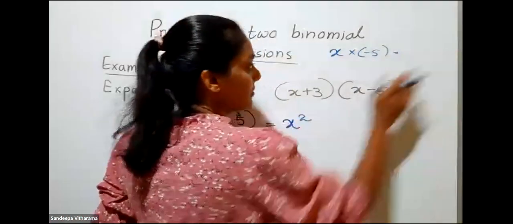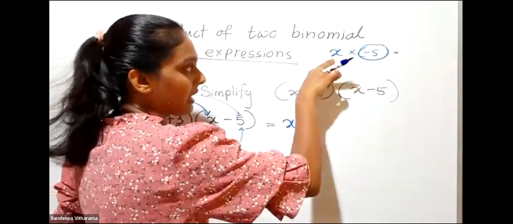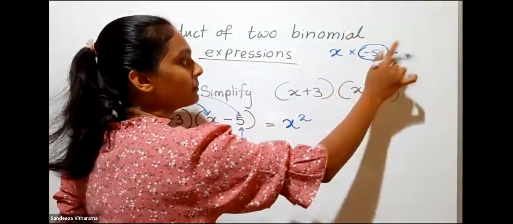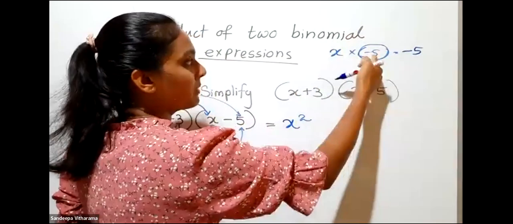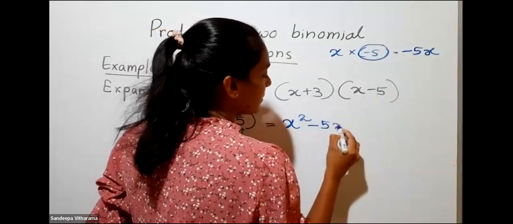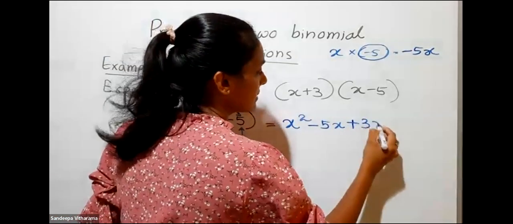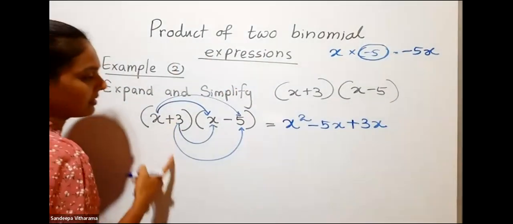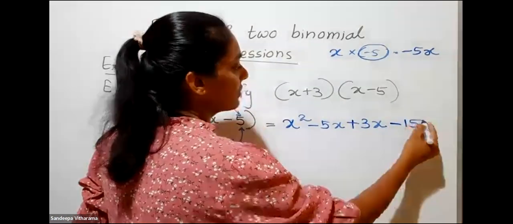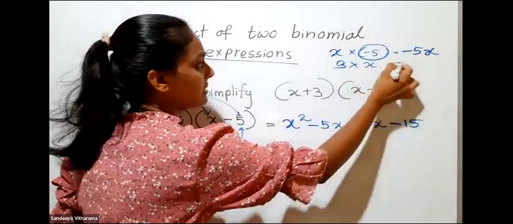Is it x minus 5 like this? No. I mentioned to you that when you have to multiply a particular algebraic term and a number, we have to give the priority to the number. Then it is minus 5 times x. Then 3 into x, it is 3x. 3 into minus 5, it is minus 15.